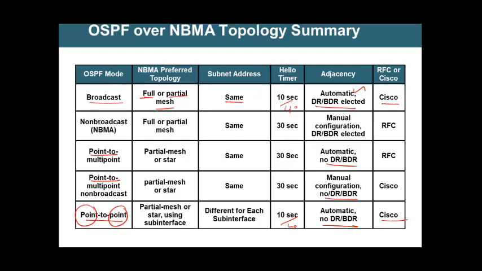Now this is the best one for full mesh or partial mesh or any topology. Why? Because there is no DR-BDR. It is okay to have this in any topology.